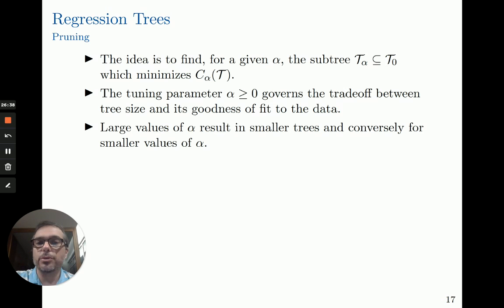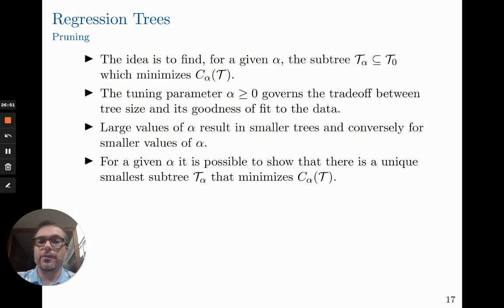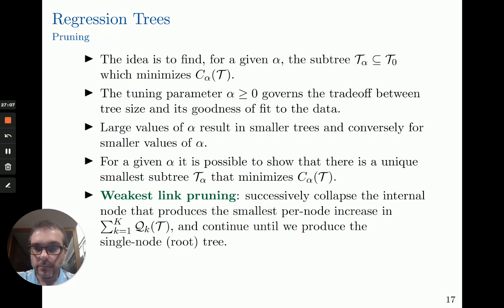So, as I mentioned, the tuning parameter governs the trade-off between tree size and goodness of fit. Large values of alpha result in smaller trees, and conversely, for small values of alpha, we have a large tree. Okay? And so for a given alpha, it's possible to show that there is a unique smallest subtree that will minimize our criterion. Okay?